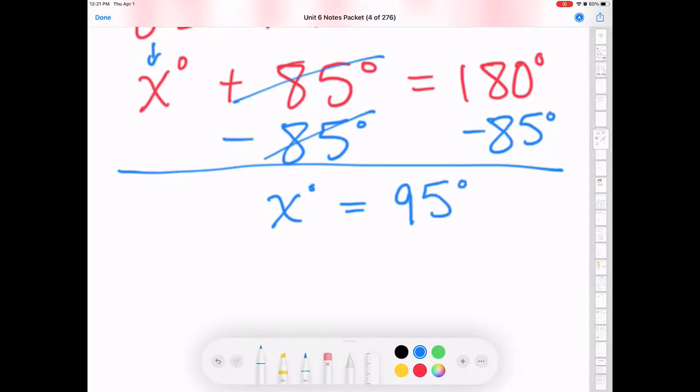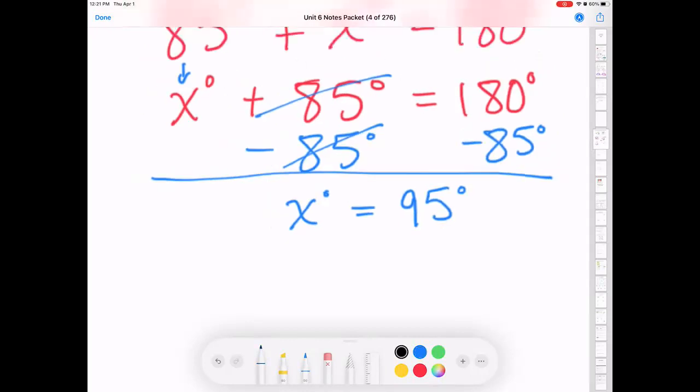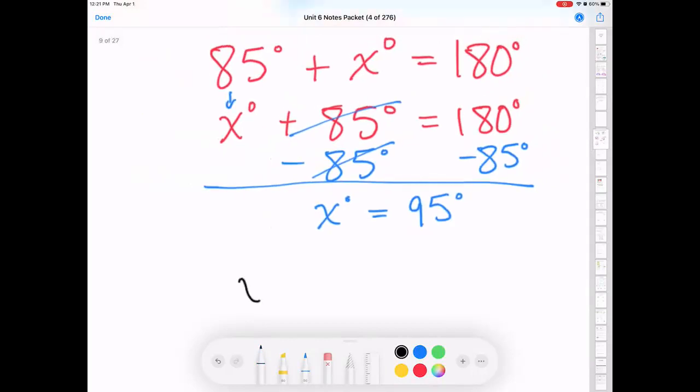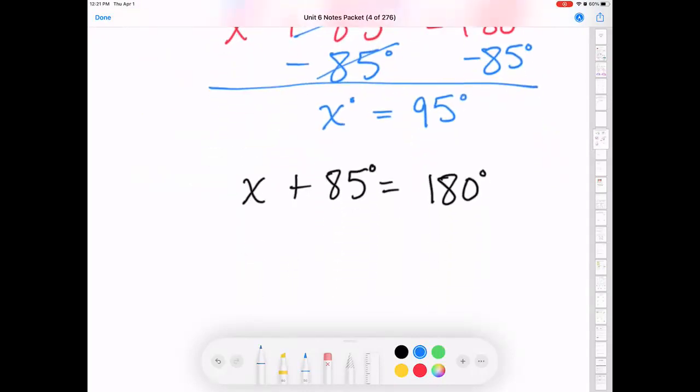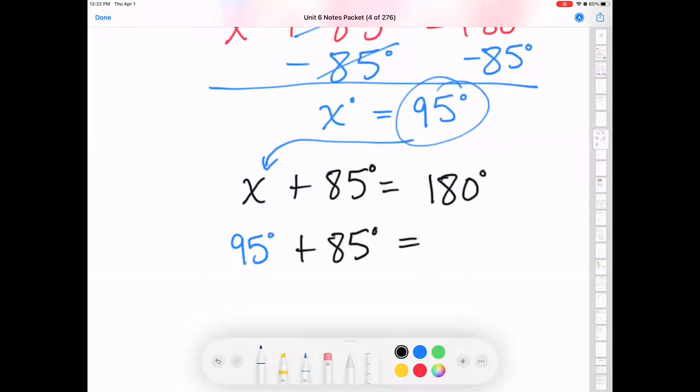So right now at this moment, we think it's 95, but we always have to go back and verify. Now using our original, we have x plus 85 equals that 180. We believe x is 95. So we're going to dump him in. So 95 plus the 85. Does this in fact equal 180? Again, this is our whole check part.